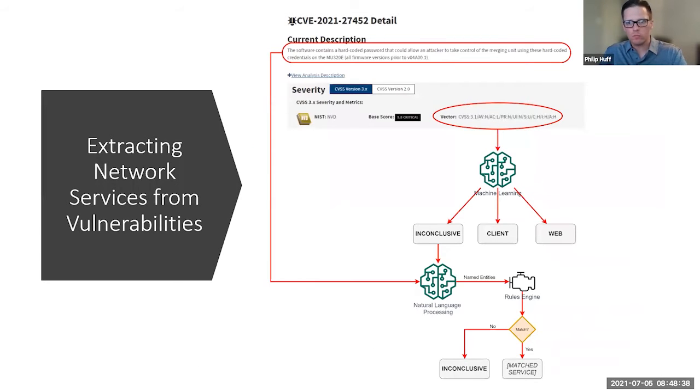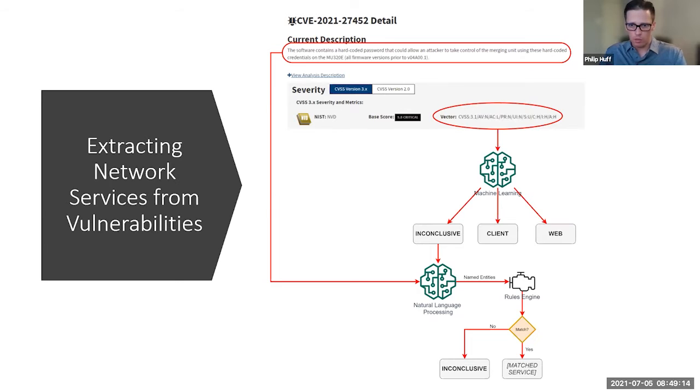So to overcome this last challenge, we automate the extraction of network services through a pipeline of machine learning and natural language processing. The machine learning uses the CVSS data, the software vendor and product names from the vulnerability, and the common weakness enumerator associated with the vulnerability. Those are the input features. These features are useful for determining both web and a type of vulnerability we refer to as client network services, so both web and client output categories.